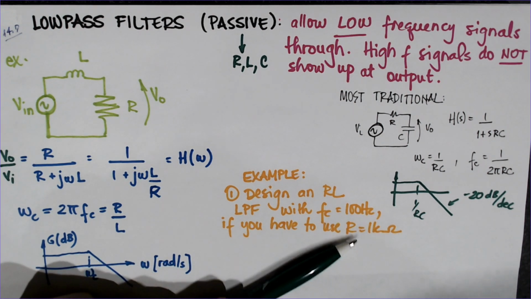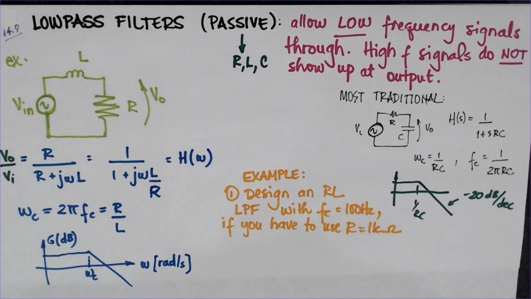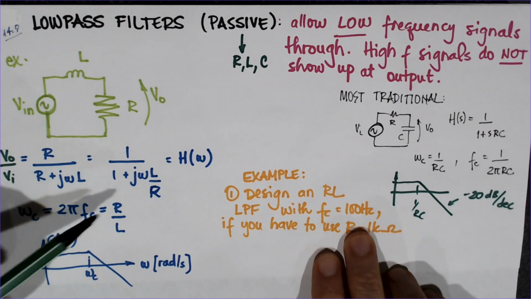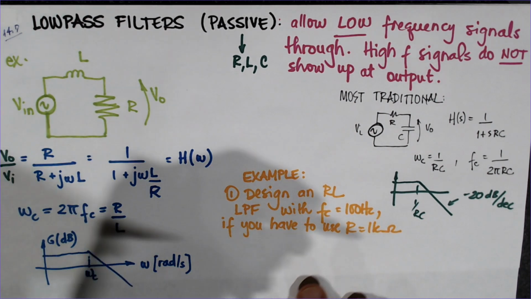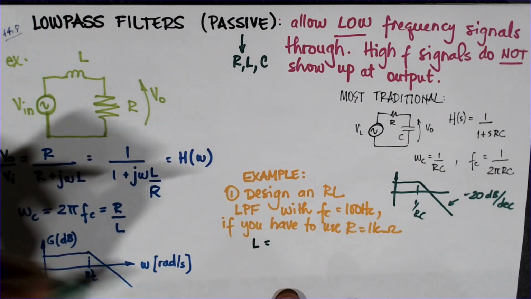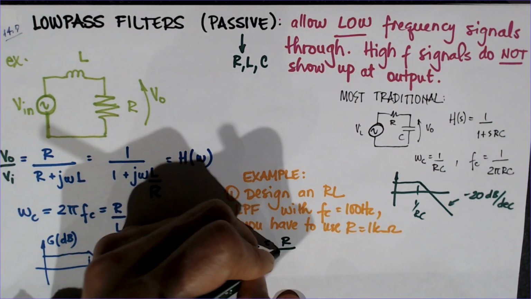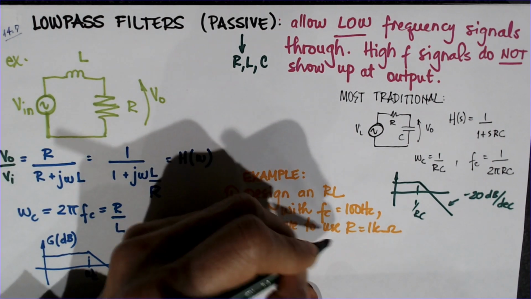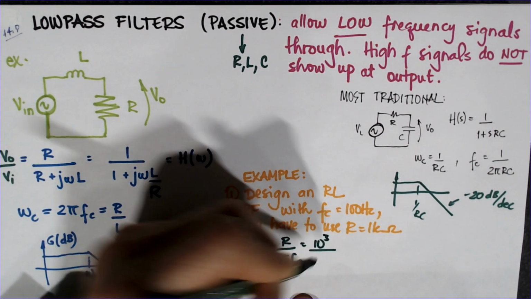And then on top of that, you only have a 1 kilo ohm resistor. So obviously we kind of half solved it here. I know FC, which is 100, and I know R, so I just need to know L. So L will be R over 2 pi FC. So it's 10 to the third over 2 pi.